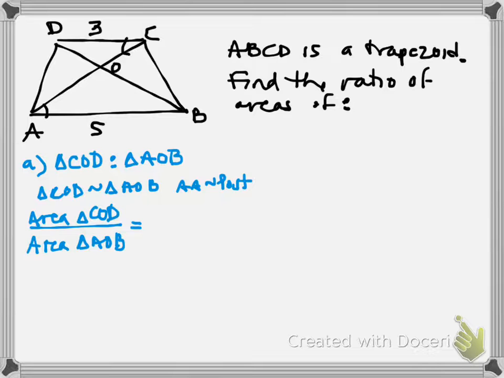The only thing I have on them is their base values. So we would have a base of 3 for COD, which would correspond to the base of 5 of the AOB. And because of what we did before, we know that we're going to take that scale factor, so this is your scale factor, and square it. So we would get that the ratio of the areas of those two triangles would be 9 to 25.